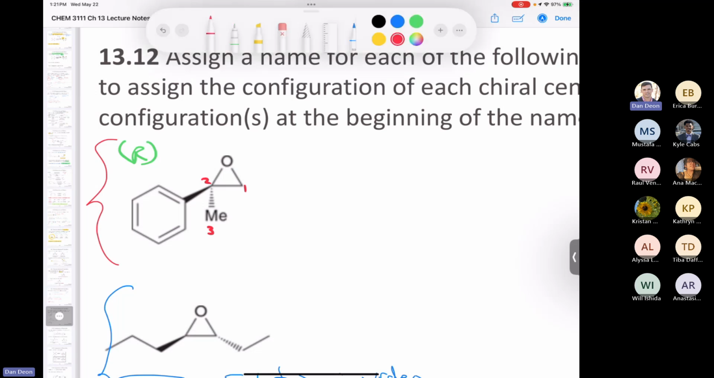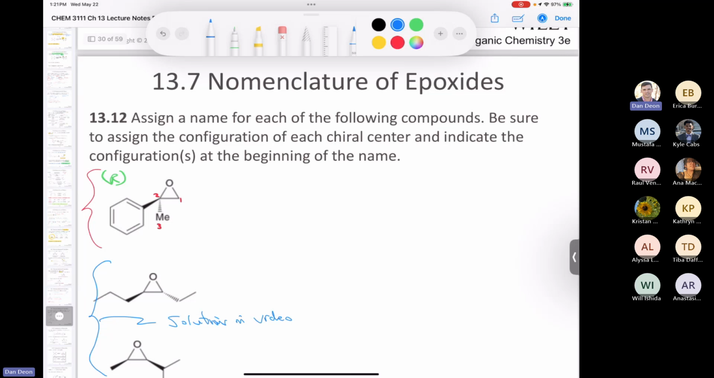So let me just write this in here, so we'll be consistent. So we'll say this is R, and then we're going to say 2-phenyl-1,2-epoxypropane. And then to name it as an oxirane, of course, let me just remove these numbers here. If we name it as an oxirane, the oxygen is going to be number 1, this will be 2, this will be 3. And so the compound's not going to change configuration, it's still R.